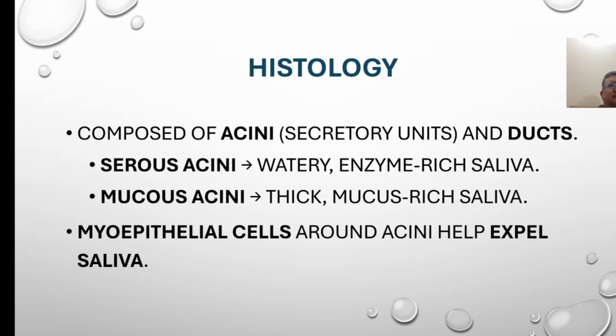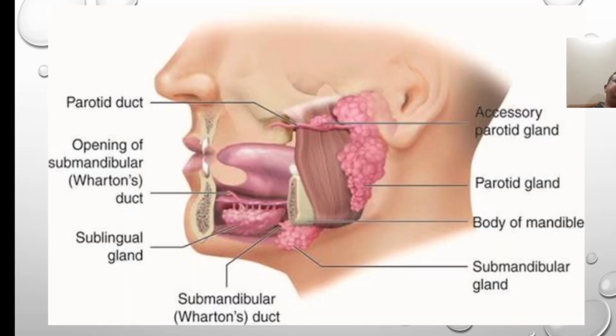Histology: composed of acini, the secretory units, and ducts. Serous acini produce watery, enzyme-rich saliva. Mucus acini produce thick, mucus-rich saliva. Myoepithelial cells around the acini help expel saliva.